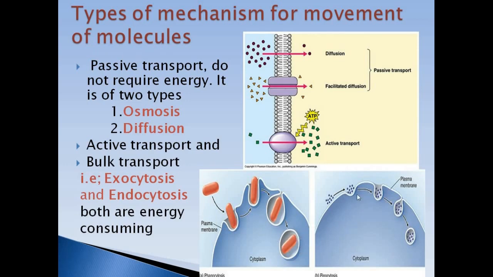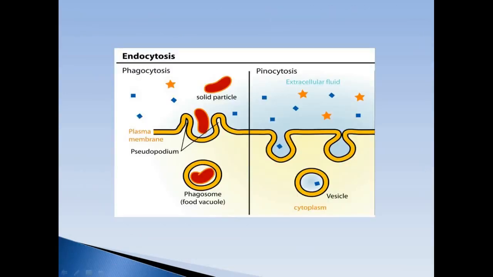In this case, liquids, these molecules, are taken inside just like phagocytosis. The molecules are surrounded by the plasma membrane and make a vacuole or a vesicle. This is called pinocytosis. So when a large solid particle is taken through the plasma membrane, this is called phagocytosis. This is another figure that shows phagocytosis and pinocytosis.